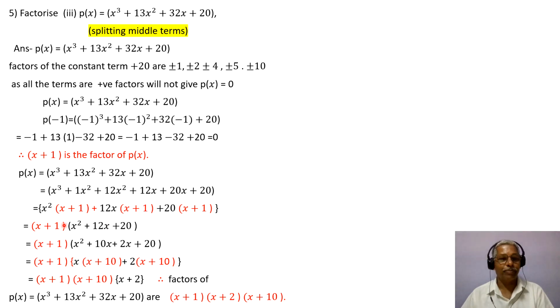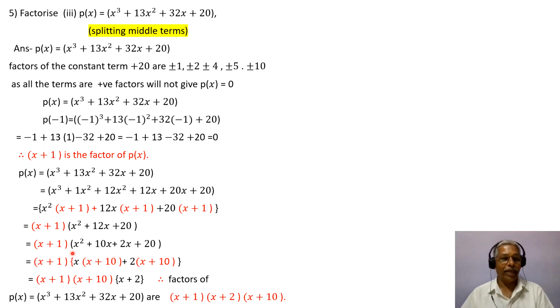Now you can take x plus 1 common. Why we are doing this is because x plus 1 is one of the factors and that we have found out. So taking x plus 1 common into the bracket, you get x square plus 12x plus 20. Now split this: x plus 1 into bracket x square plus 10x plus 2x plus 20. You know how to do this.